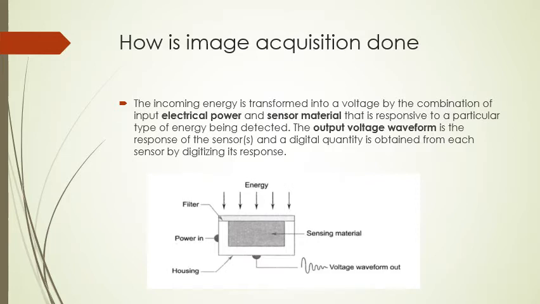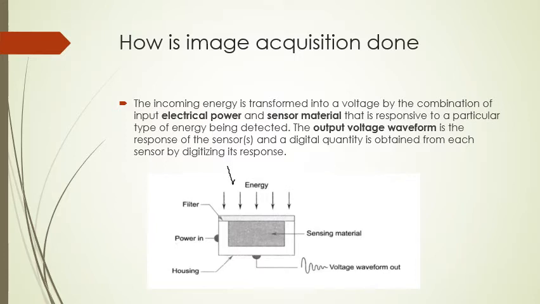Here we discuss how image acquisition is done. I explain here with an explanation as well as with diagrams. The explanation is: the incoming energy is transformed into a voltage by the combination of input electrical power and sensor material that is responsive to a particular type of energy being detected. The output voltage waveform is the response of the sensor, and a digital quantity is obtained from each sensor by digitizing its response. Here we can see it in the diagram.